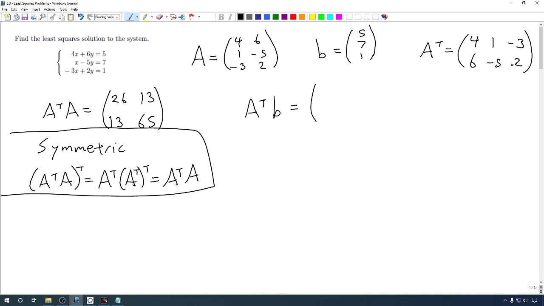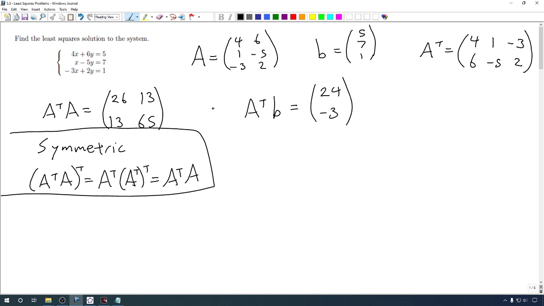So each of these rows is going to be multiplied by the column 5, 7, 1. So 4 times 5 plus 1 times 7 minus 3 times 1. That's going to give us a 24. And then same thing, 6 times 5 minus 5 times 7 plus 2 times 1. That's going to give us a negative 3.